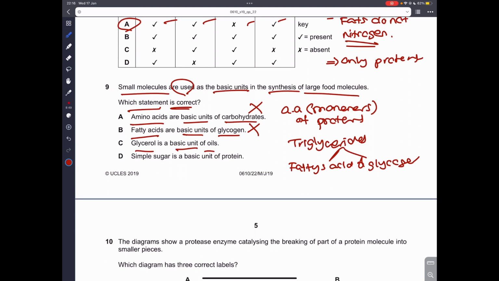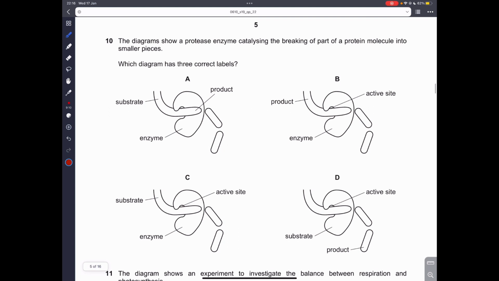Glycerol is the basic unit of oil. Now this is correct, because oils are the same as triglyceride. Most oils are triglyceride, and we know that glycerol and fatty acids are going to make up the basic unit of oils. So C is the correct answer.